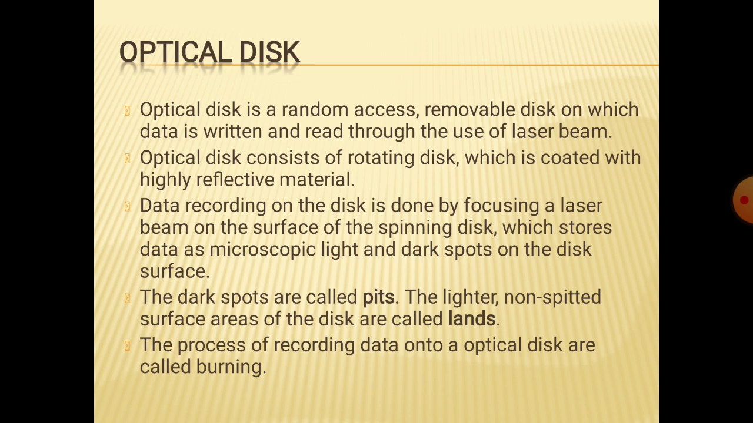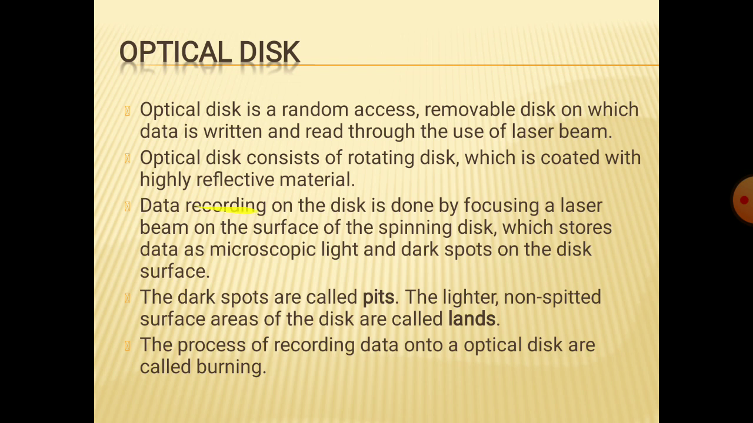The optical disk consists of a rotating disk, same as your magnetic disk, which is coated with a highly reflective material. I guess you all have seen your movie CDs. If you have a CD player at home, or the CDs, and you hold one to the sunlight, it shines. It always shines, because it is made with the reflective material. For that reason, it always shines.